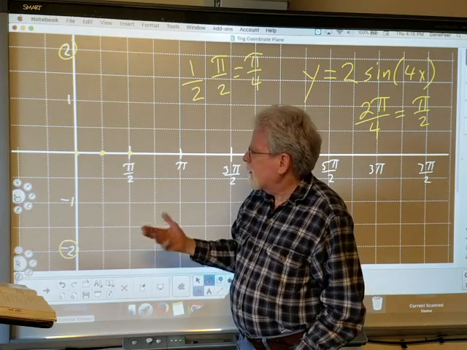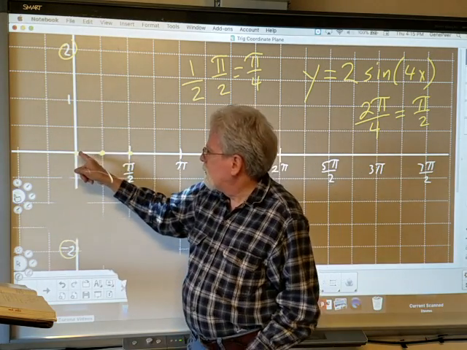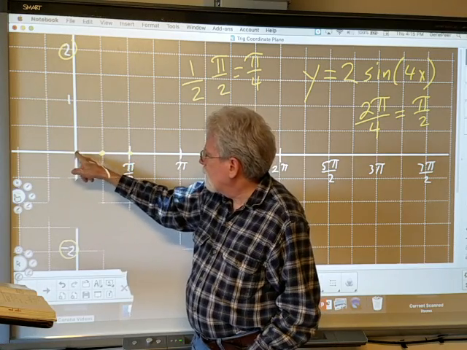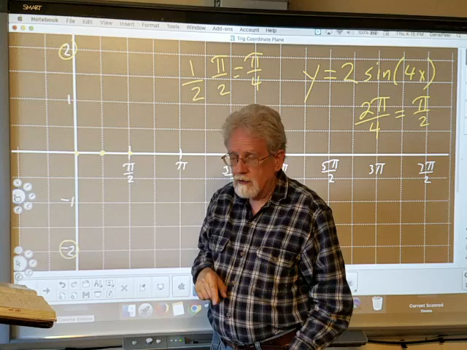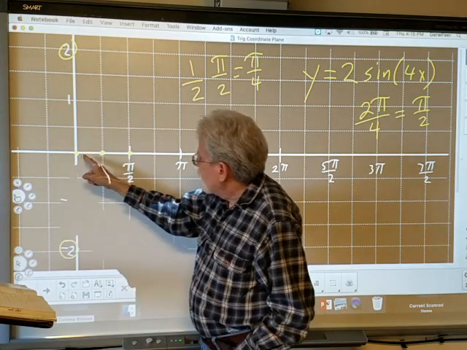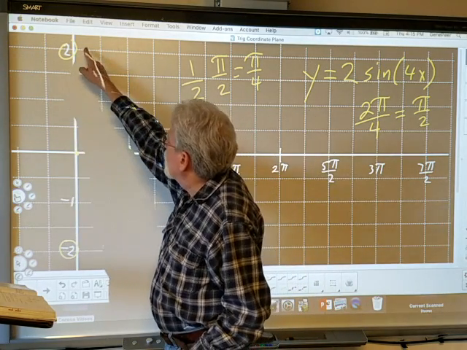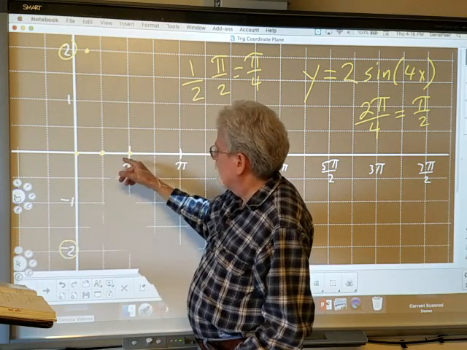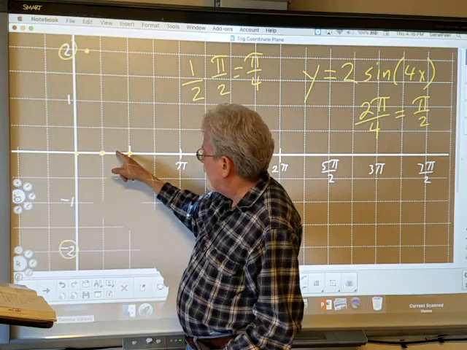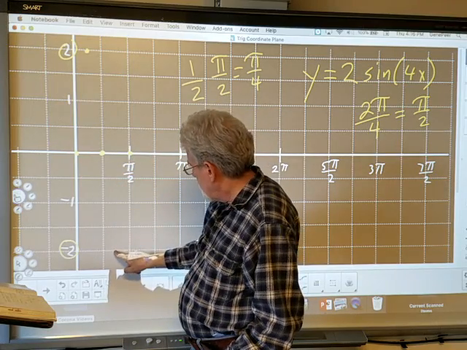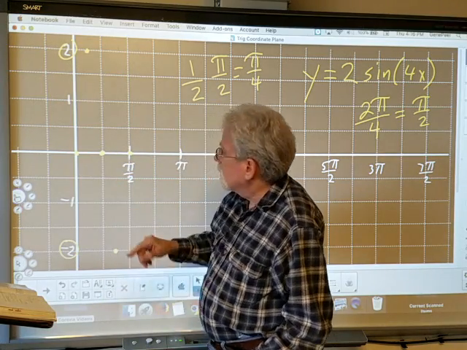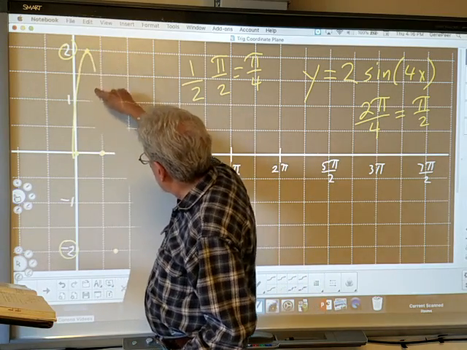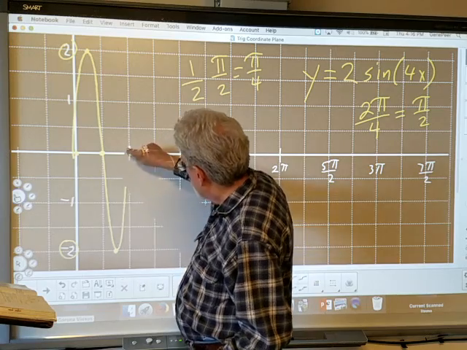But then where will the maximum points be? The maximum point between these two would be halfway between. Well, what's halfway between 0 and pi over 4? Yeah, that would be pi over 8. So at pi over 8, we have a point way up here. And here at 3/8 pi, we have a point way down here. And now we just connect our points with a nice sinusoidal curve. And it looks kind of like that.